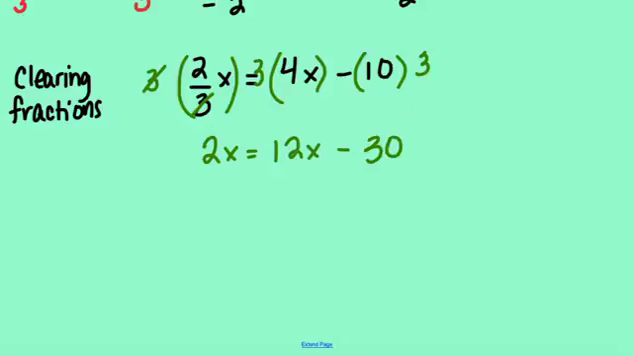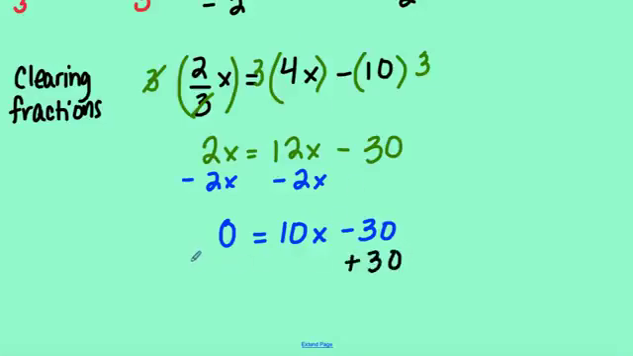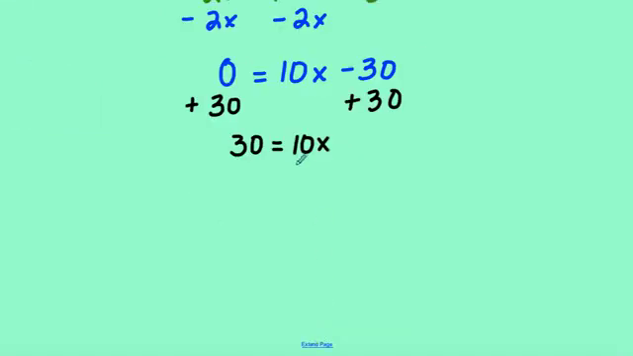All right, so now I have an equation without fractions. I cleared the fractions. All right, now I'm going to balance the equation. I'm going to bring the smaller variable to the larger, which is going to give me 0 equals 10x minus 30. I'm going to isolate the variable by bringing the 30 to the other side, and we get 30 equals 10x. All right, and then we're going to divide both sides by 10, and so x equals 3.